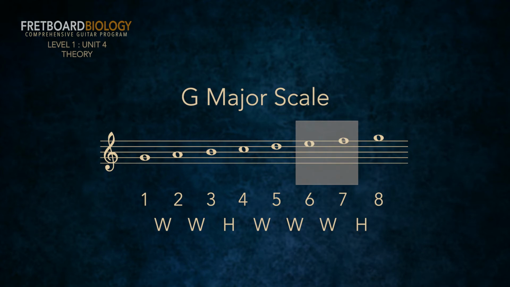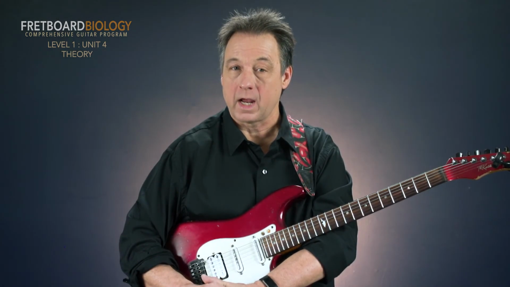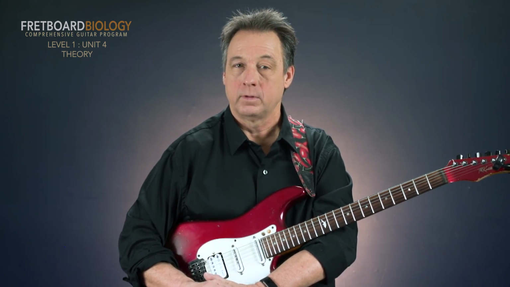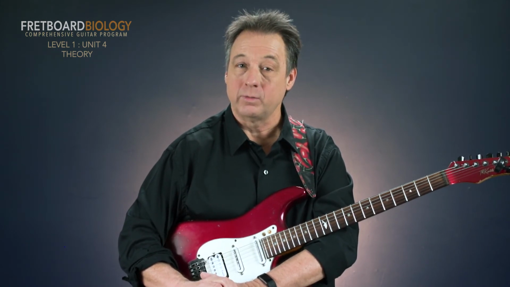So we need to increase the distance between E and F. So we apply a sharp to F. And now the distance from E to F sharp is a whole step. And what do we need from 7 to 8? We need a half step. And now that F is F sharp, we have a half step from F sharp to G. So to build the G major scale, we needed to raise one note, the F, a half step by applying a sharp. So you could say that the key of G requires one sharp to fit the formula.